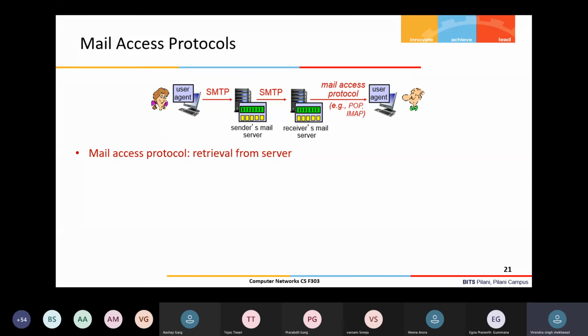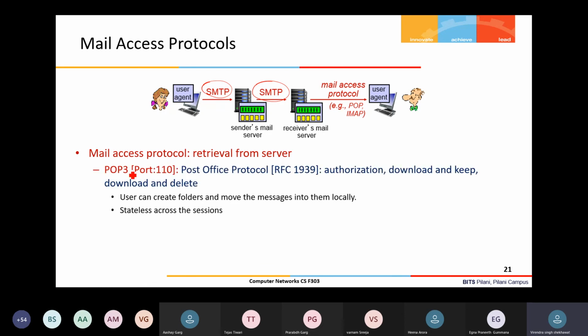Now, as I said, between the user agent and the mail server SMTP works, and between two mail servers the SMTP protocol works. But for accessing the mail, SMTP cannot be used because SMTP is a push based protocol, not a pull based protocol. So for mail access, POP3 is used. POP3 uses port number 110, and it is called the Post Office Protocol. And POP3 works in two modes.